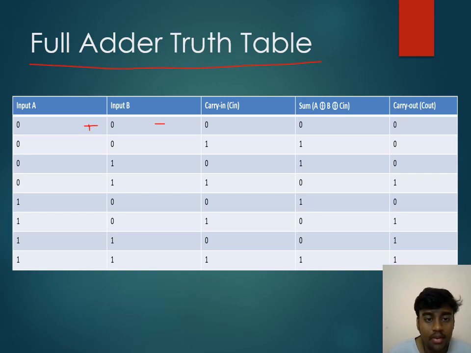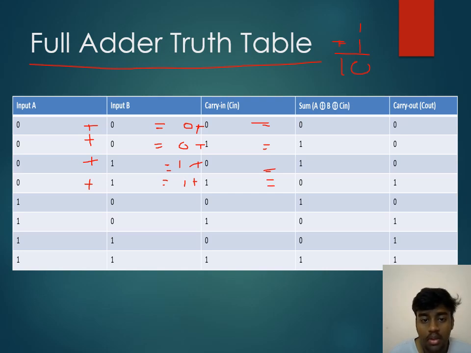0 plus 0, when you give input, you will get 0 as output. And when you add 0 to the C input, you again get 0. Now coming to the next one. 0 plus 0 is 0. 0 plus 1 would give you 1, and carry is 0. 0 plus 1 is 1, and 1 plus 0 would give you 1, and 0 is carry. 0 plus 1 is 1, and 1 plus 1, which we discussed previously, would give you 1, 0.